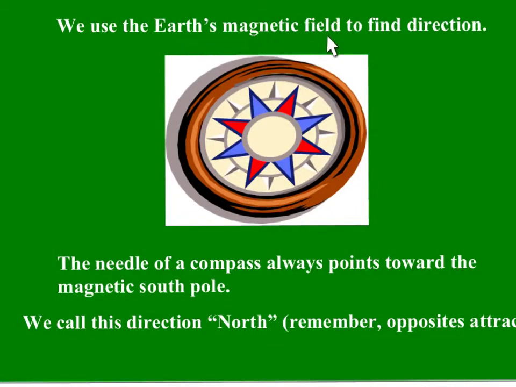And we use the Earth's magnetic field to find direction. Magnetic north, by the way, is not directly north of us, actually slightly off to the side. Your needle of a compass will always point towards the magnetic south pole. We call its direction north because opposites attract.